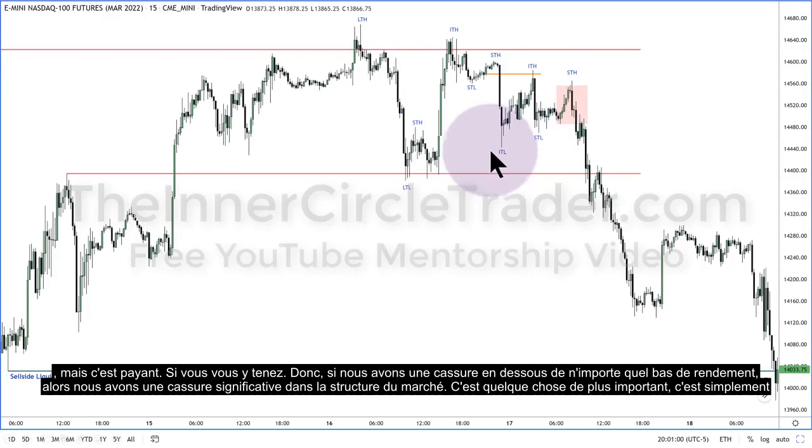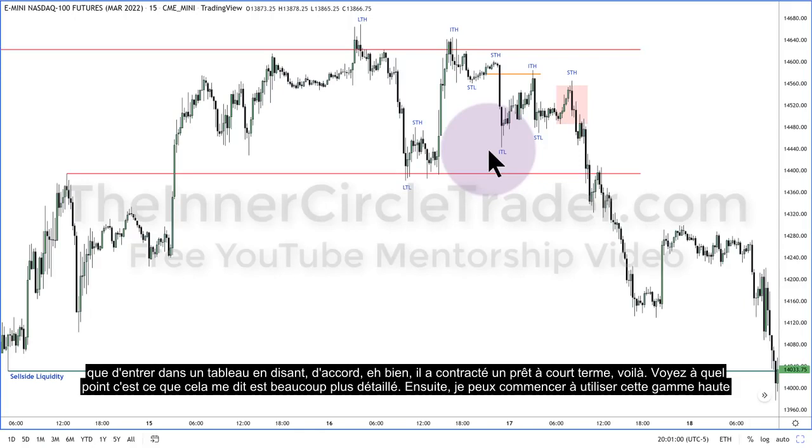So if we have a break below an in-return low, then we have what? A significant break in market structure. This is something that's more significant than just going into a chart saying, okay, well, it took out a short-term low. There it is. See how much more detailed this is?